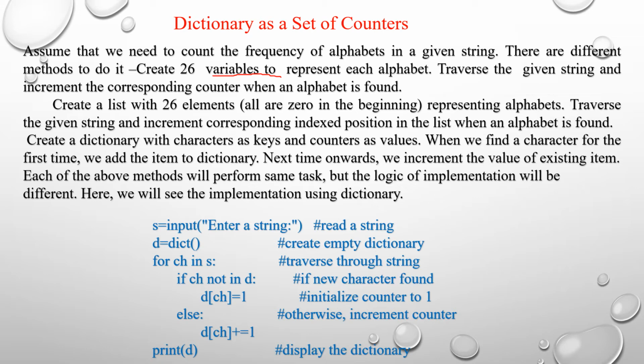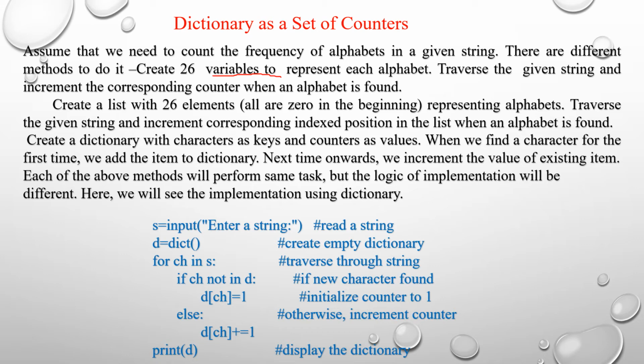So create a list with 26 elements, all 0 in the beginning, representing the alphabets. Traverse the given string and increment the corresponding index position in the list when an alphabet is found, creating a dictionary with the character as a key and a counter as the value. When we find a character for the first time, we add the item to the dictionary. The next time onwards, we increment the value of the existing item. Each of the above methods will perform the same task, but the logic of implementation will be different. Hence, we will see the implementation using a dictionary.